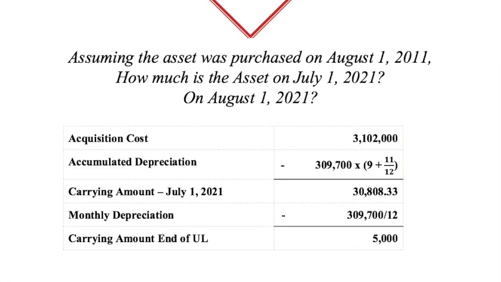To get the carrying amount at the end of its useful life, which is on August 1, 2021, we deduct the monthly depreciation from the carrying amount we computed on July 1, 2021. Notice that 5,000 was also given earlier as the salvage value of the asset.